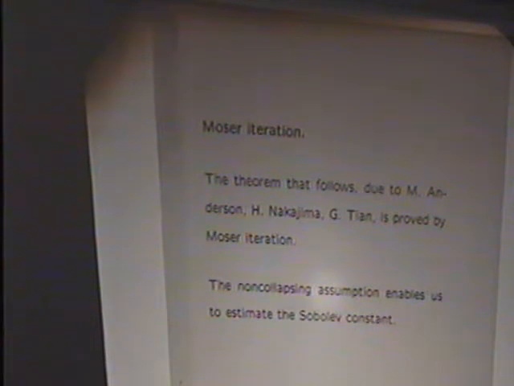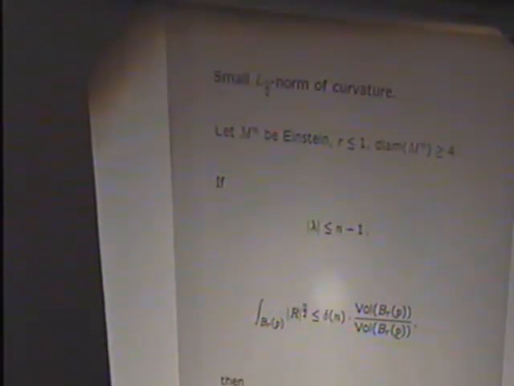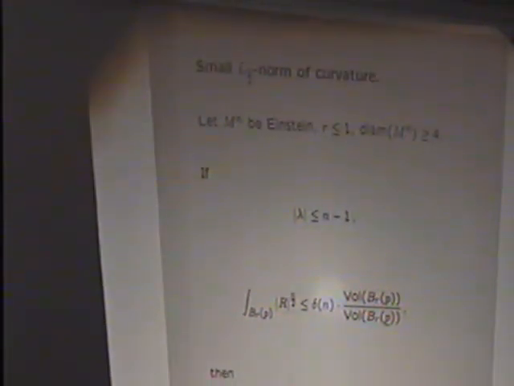And in the theorem, which I haven't put up now, I'll put it up, there's a non-collapsing assumption. And the only role of that assumption is it enables you to estimate the constant in the Sobolev inequality. So here now is the theorem. Okay, I should have put it up first, maybe not, but anyway, here it is. Okay.